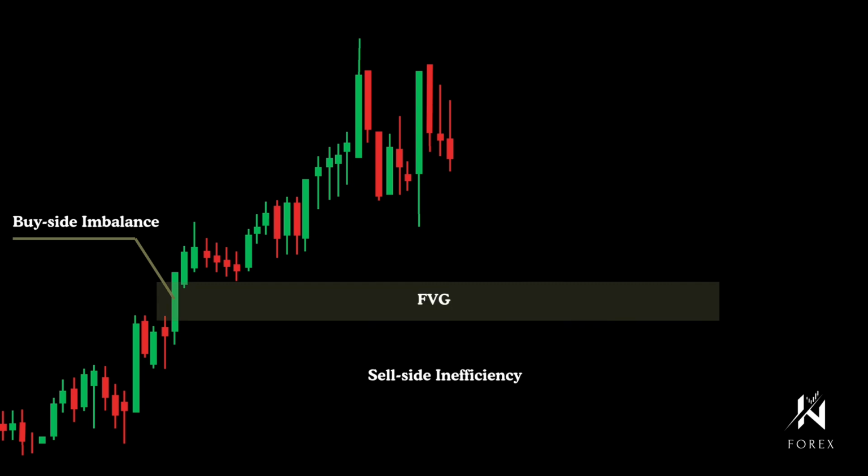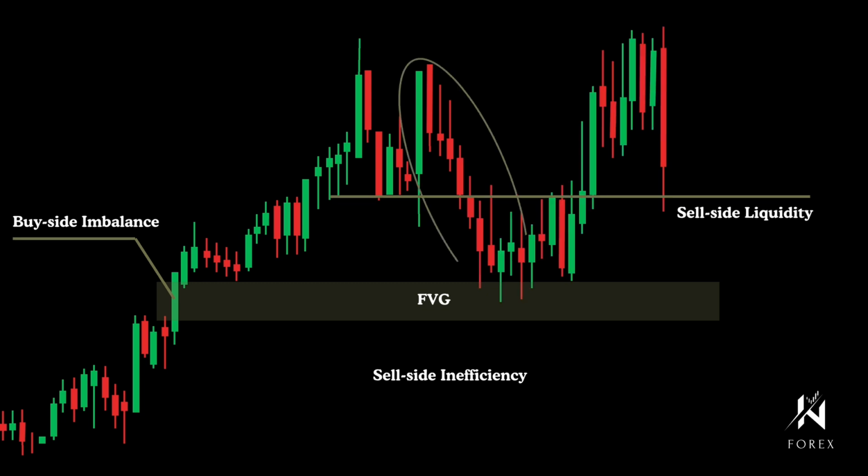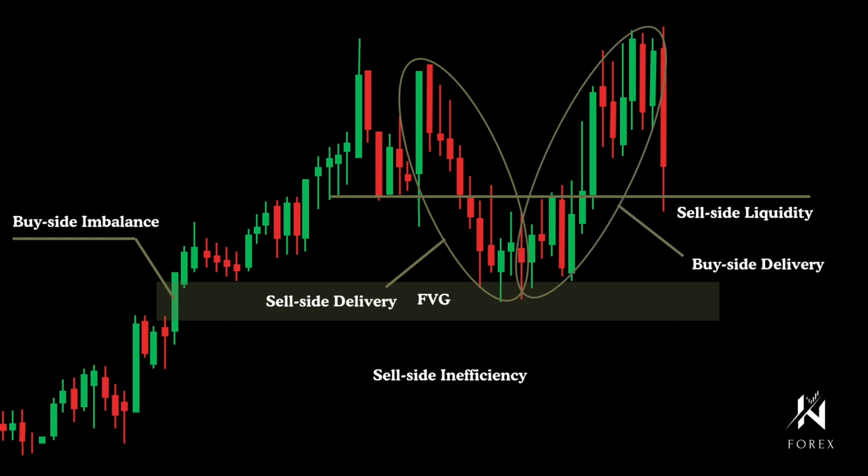Additionally, we see this cluster of equal lows, which holds a significant amount of sell-side liquidity. In essence, a sell-side delivery took place, targeting sell-side liquidity, stop losses and sell stops, beneath that level, rejecting the FVG zone. After that, a buy-side delivery followed, aiming at buy-side liquidity, specifically the buy stops positioned above those equal highs.